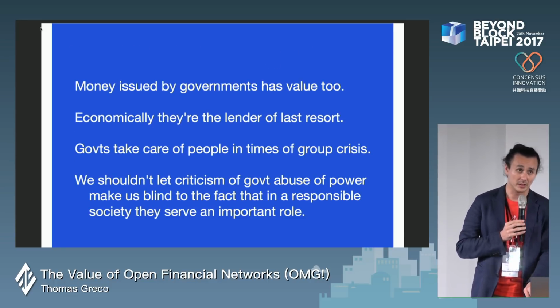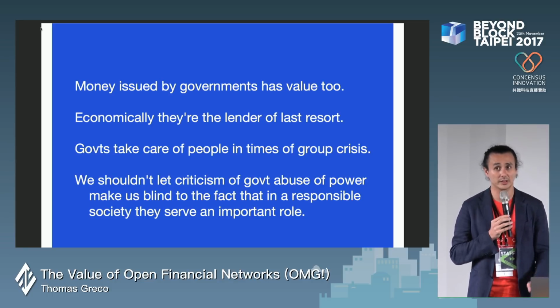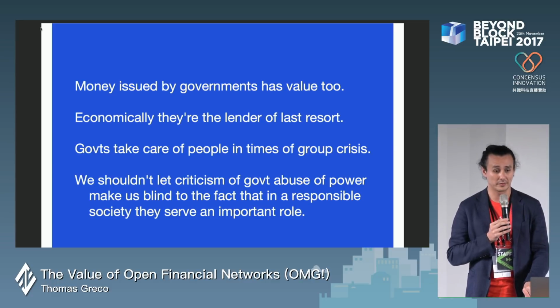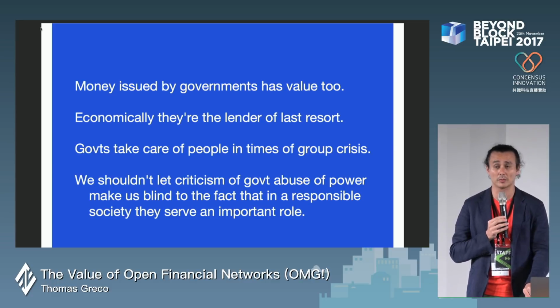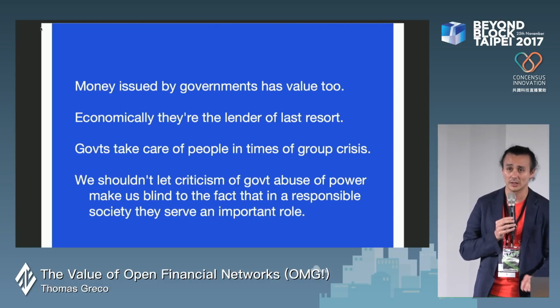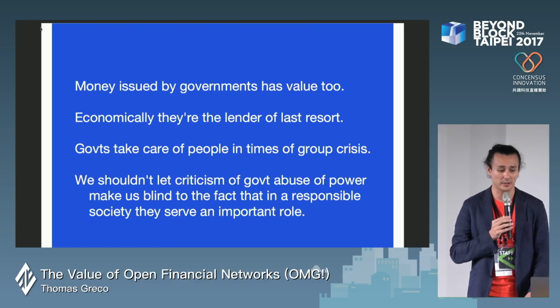Another thing is that money by governments also has value. Economically, governments take care of people. They're the lender of last resort in a time of national crisis, group crisis, some kind of natural disaster, epidemic, disease, warfare. If there is a very, very big social problem, the government is the people that pretty much everybody, including people who maybe don't like having too much government, expect will take charge.